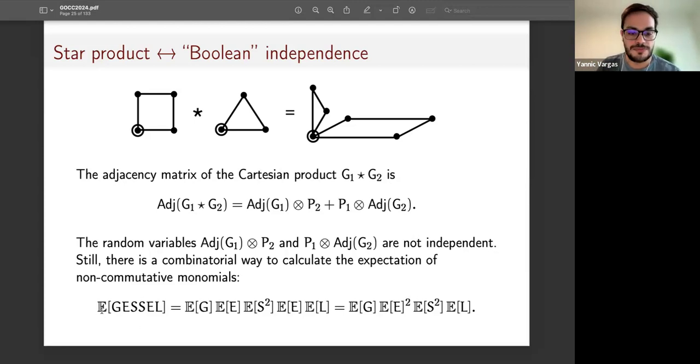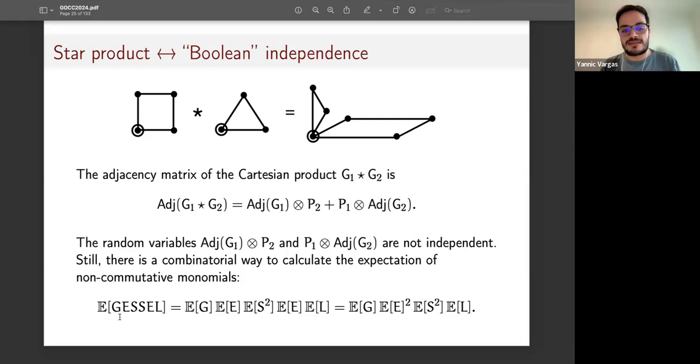So here, I take this slide from a conference in honor of Ira Gessel. I use his name because he was so nice as to give me a good example. So what I said before is that in classical probability, when two random variables are independent, the expectation of the product is the product of the expectations. What I'm saying is that here we don't have this situation anymore. Still, there exists a combinatorial formula for the expectation of a product of random variables.